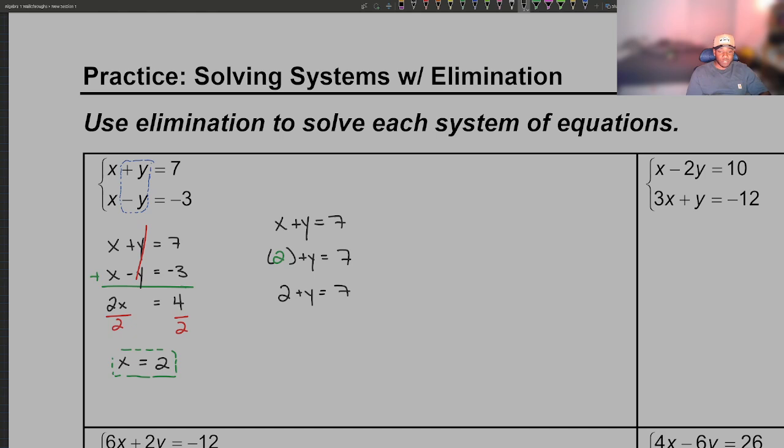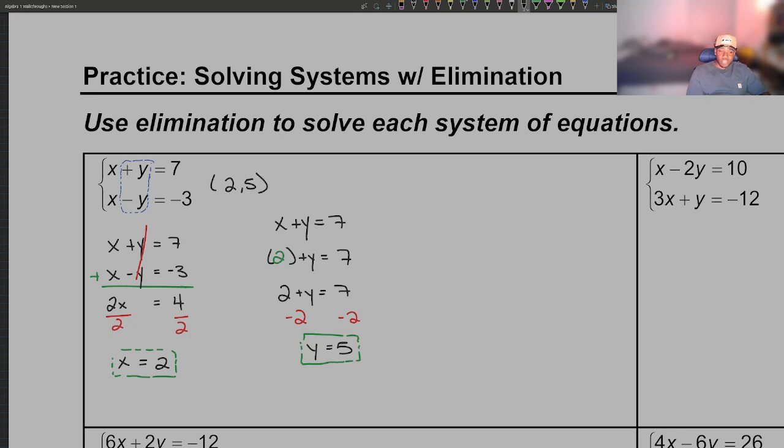And so now we're left with just needing to subtract on both sides. And we end up with y equals 5. All right? So we have an x, we have a y. We know where these two lines cross. That is at the point 2, 5.